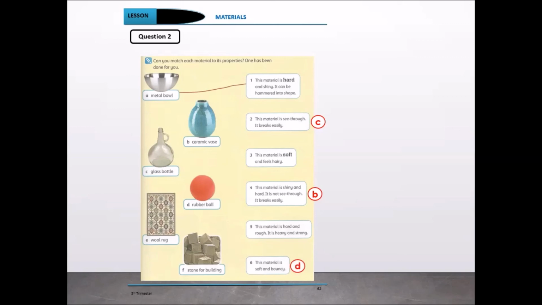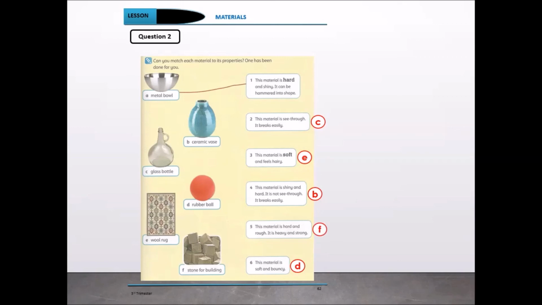Okay, letter E, the wool rug. It will be, yes, it will be soft and feels hairy. Okay, the last one, stone for building. It will be hard and rough. It is heavy and strong.